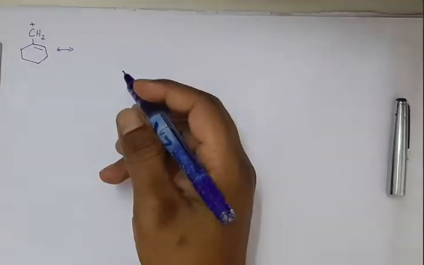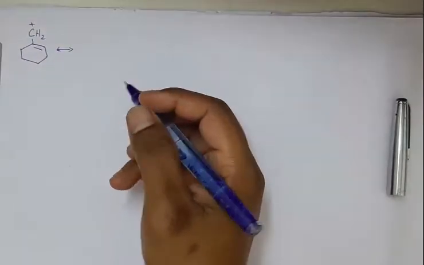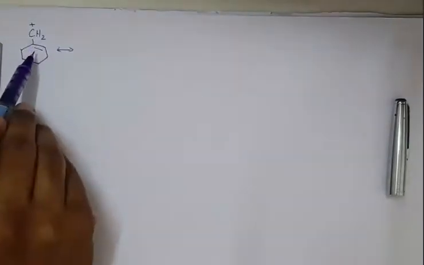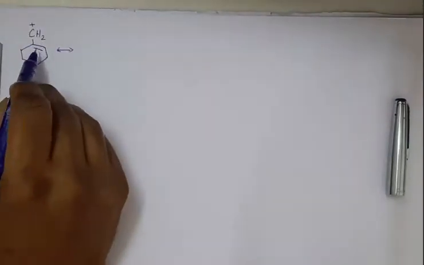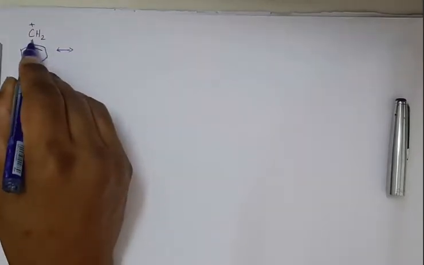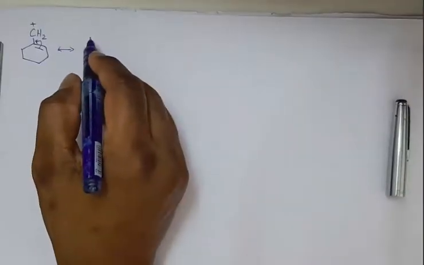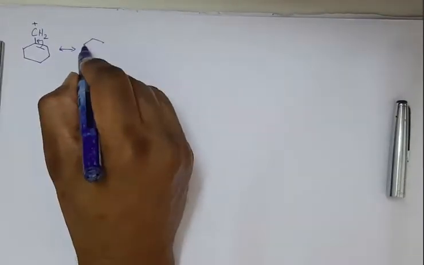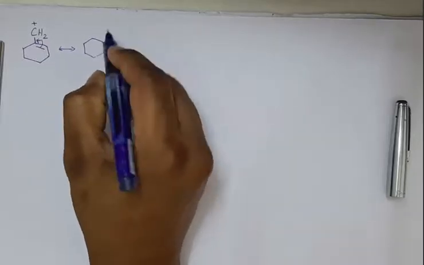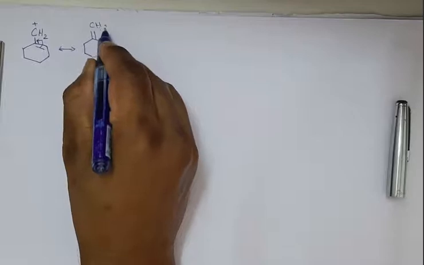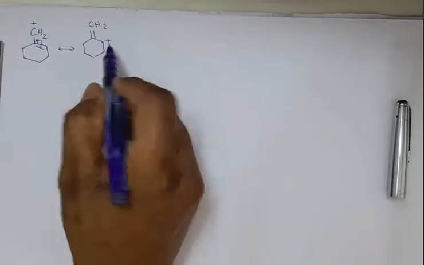So let me draw this. So there is a positive charge and there is a pi bond here. All we have to do is just move this pi bond here, and you will get a positive charge on this carbon, and a double bond is moved to this carbon. So this is the resonance structure possible.